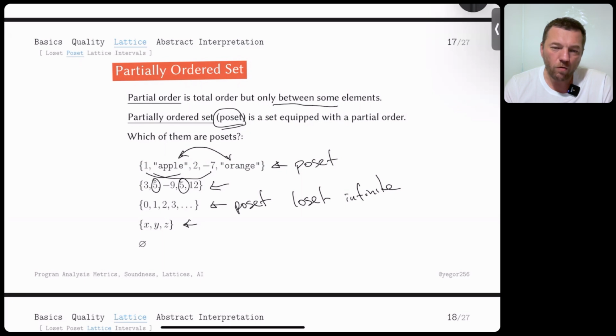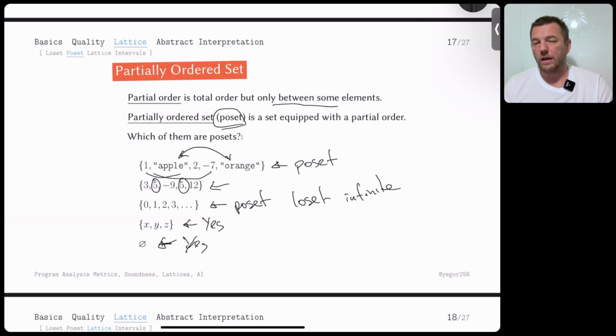Again, we don't know about X, Y, Z, but even if we don't know, let's say none of them are comparable, it is still a POSET, even if none of them are comparable between each other. And this one, of course, empty set, the same. Okay, so now you know what is a POSET, now you know what is a low set.